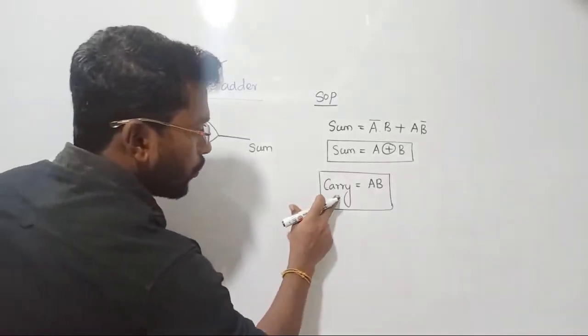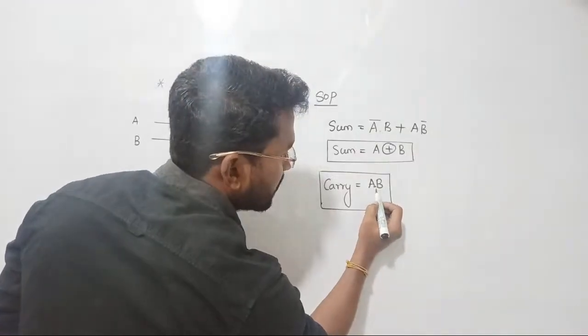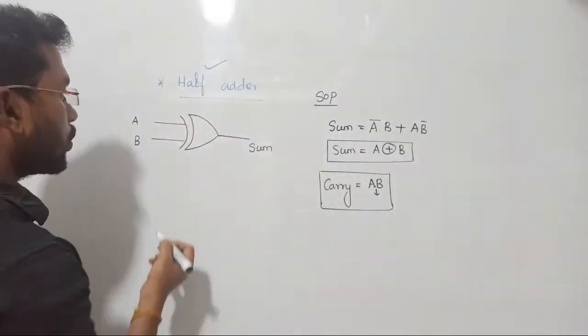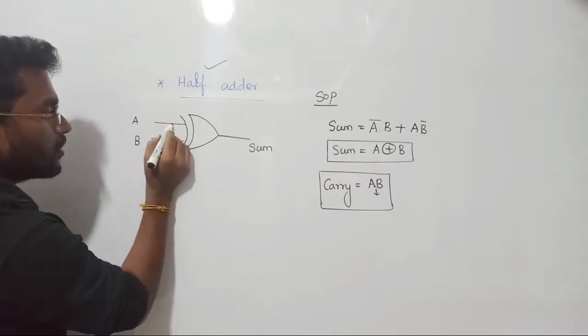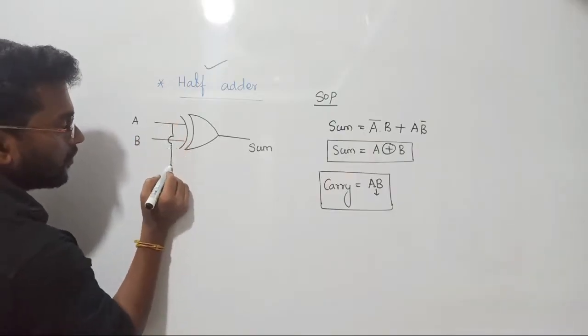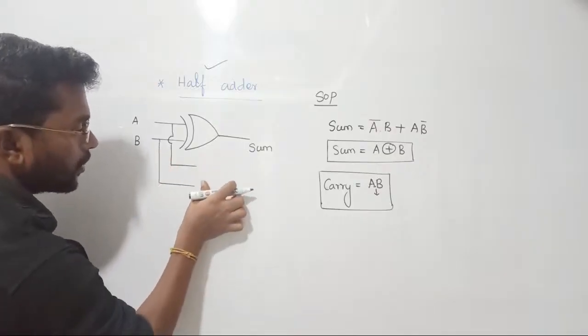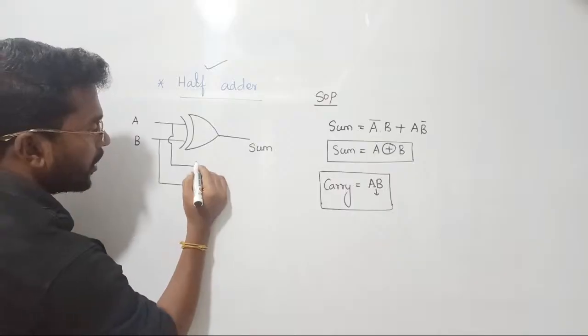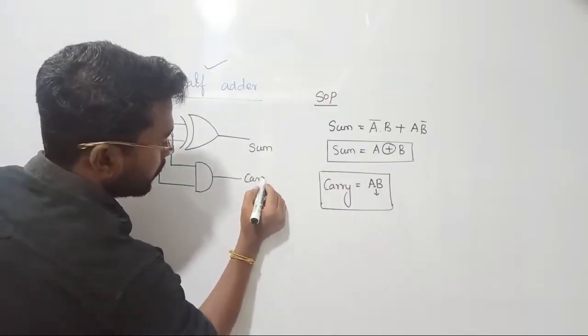Similarly, in order to bring out the carry separately, we should perform, see there, A dot B. This is called AND gate, AND operation. So in order to bring the carry output, I am in need of AND gate, right? Such that what is your output now? Your output is going to be carry.